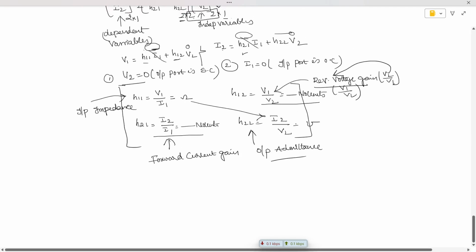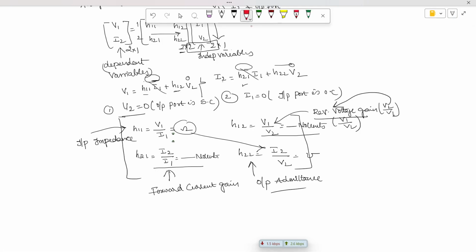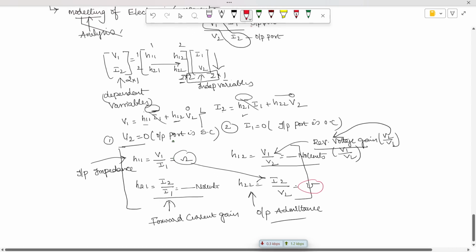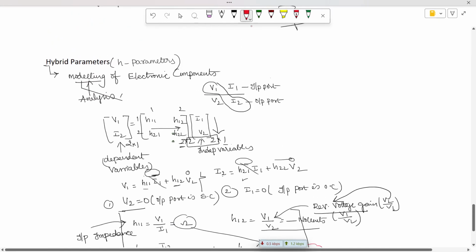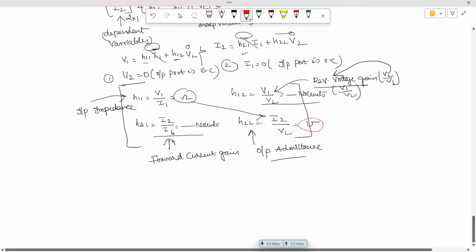So after writing in this form, we need to draw the equivalent circuit. Here you can see one is in ohms, one is in mhos, and one has no units, therefore multiple units are combined. So these parameters are named hybrid parameters. In short, it is called the H parameter.